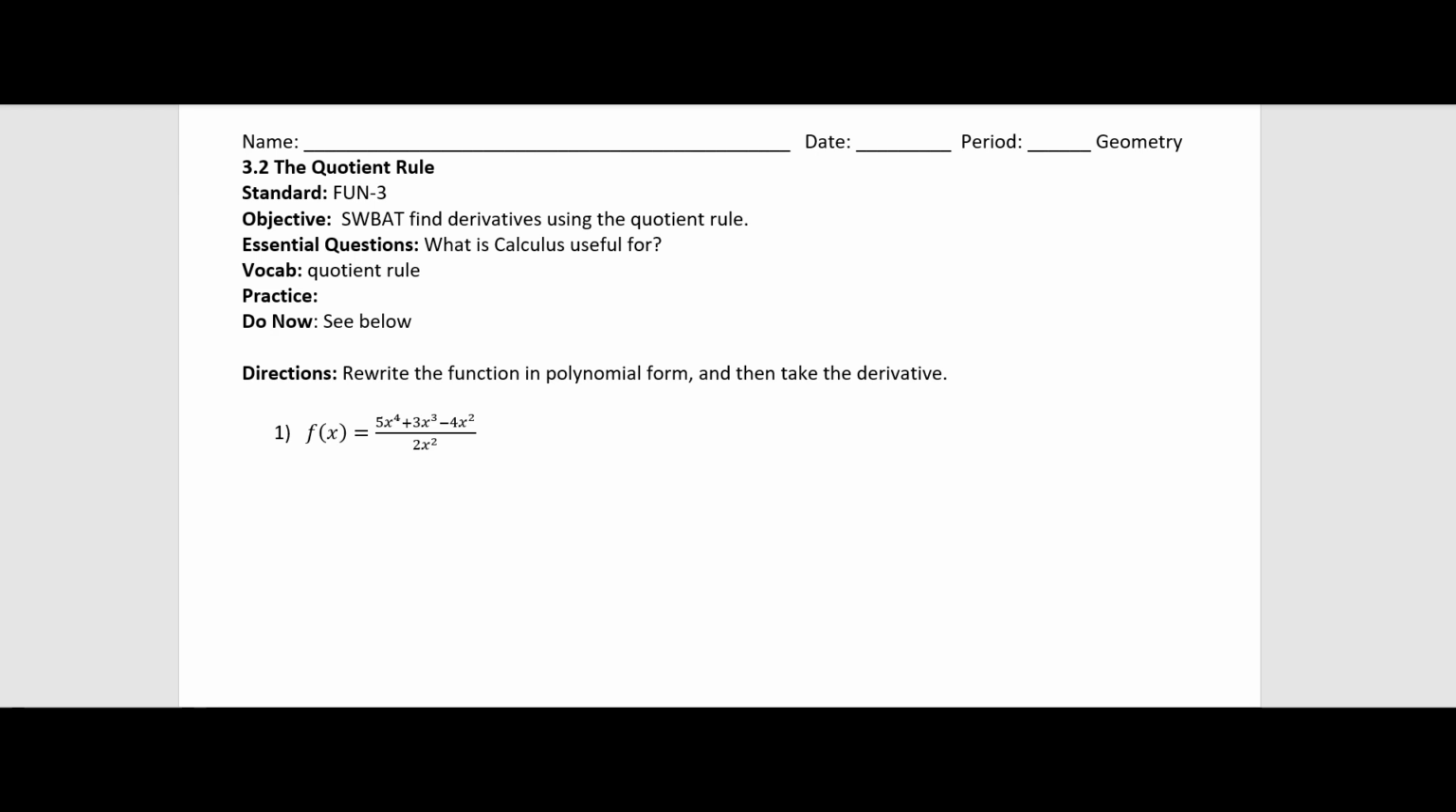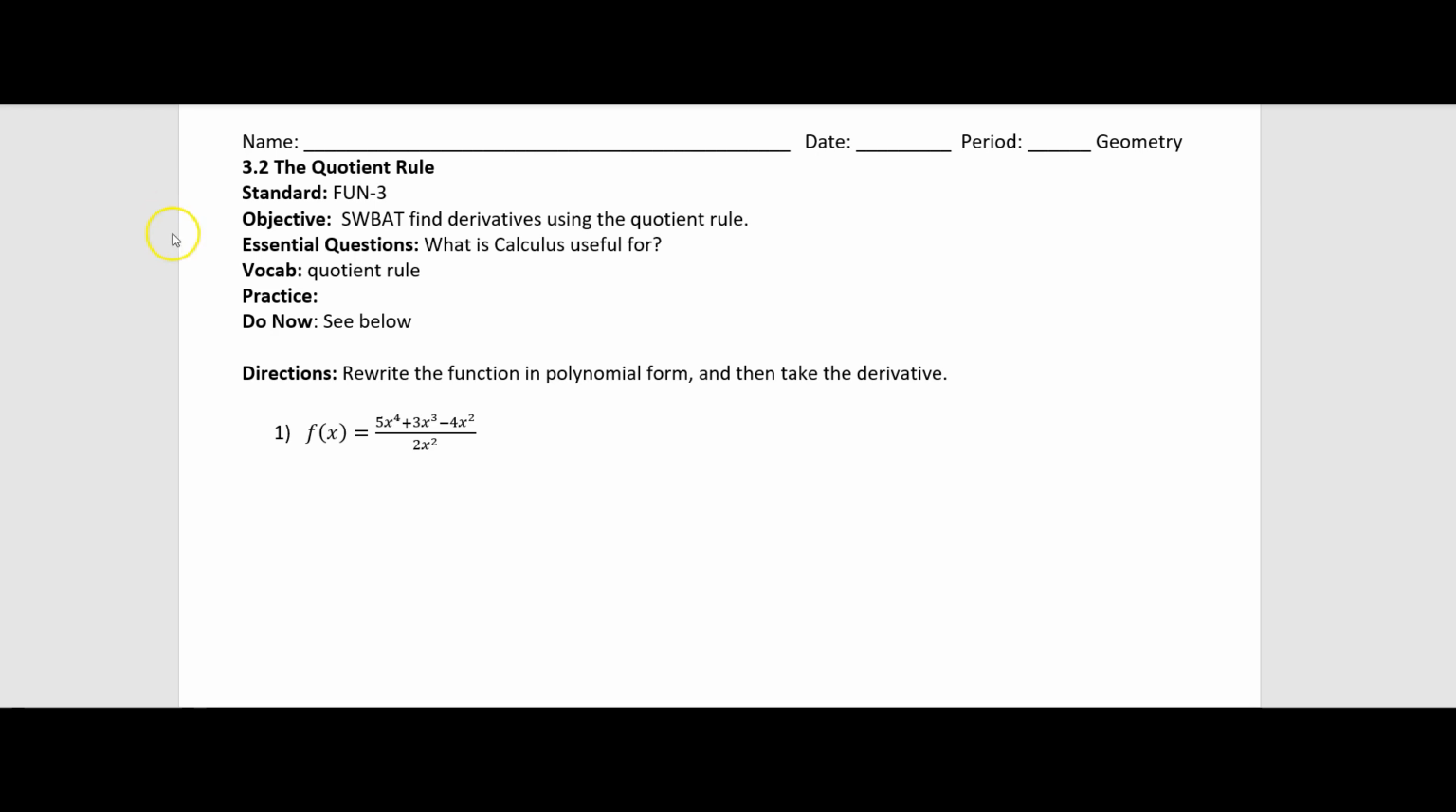Today we're going to focus on the quotient rule. So in our last couple videos we talked about the product rule, that is how do we take the derivative of a product of two functions, and I'm sure you can guess if we're talking about the quotient rule, it's going to be how we take the derivative of a quotient of two functions.